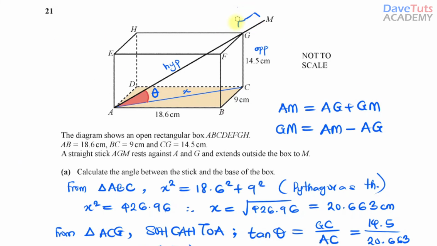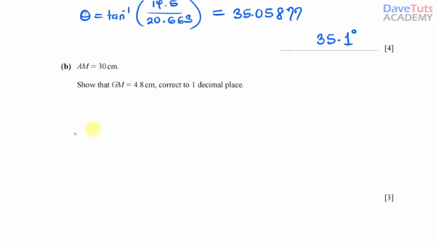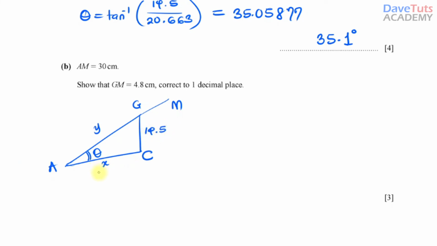Okay, so let me clear this and look at that triangle again. I'm just seeing this triangle here, something like this. I call that side AG, and it's still extending to another point M here. We have this as C, we have gotten this to be x, this is the theta that we just got, and here this is 14.5. x we got to be 20.663. So we want to prove that GM is equal to 4.8 centimeters.